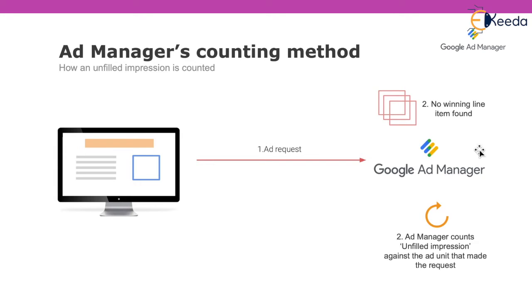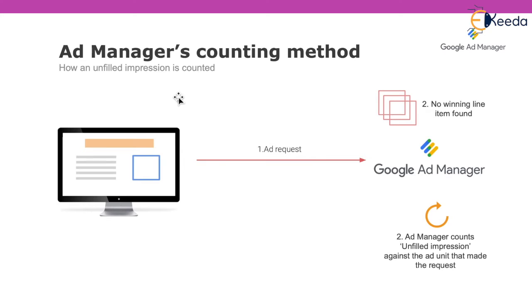Now I have only one line item, which is targeted to Europe in Google Ad Manager. This line item will not serve to me because it is targeted to Europe in its settings, but I am from India. So I am seeing this ad slot as empty, because Ad Manager did not select any line item and did not respond with any ad back to the ad slot. Whenever we find an ad slot empty or blank, we call it an unfilled impression.